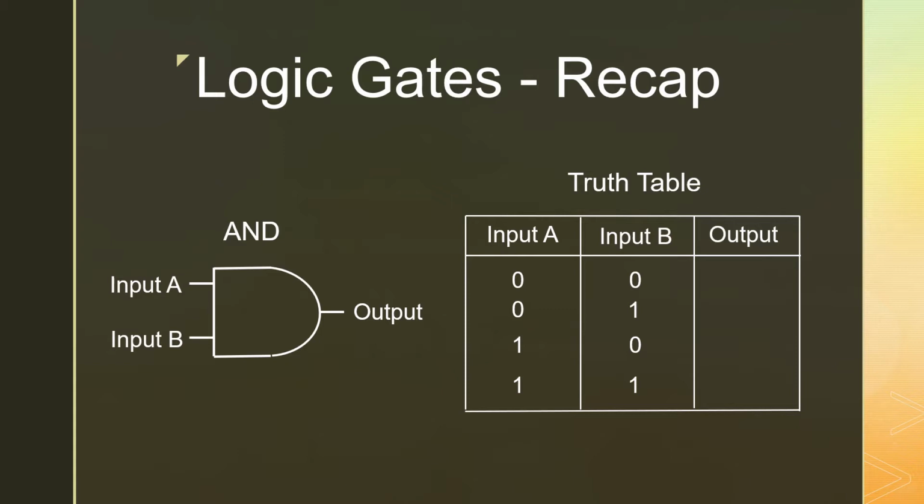Now, what does an AND gate actually do? In order to get a positive output, or 1 for your output, both inputs A and B have to be 1s. So therefore, when we've got a 0 and a 0, we get a 0. A 0 and a 1, we get a 0. A 1 and a 0, we get a 0. And a 1 and a 1, we get a 1. So again, very important that you remember this truth table for this gate.